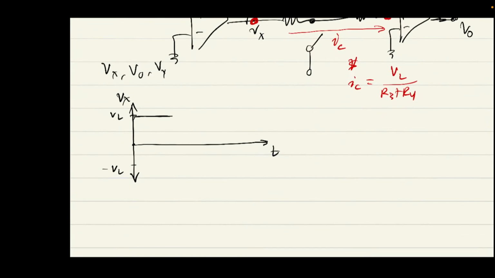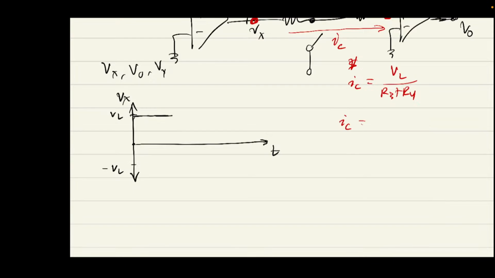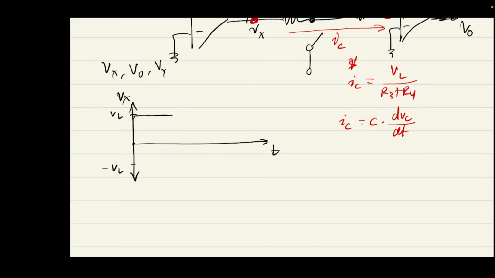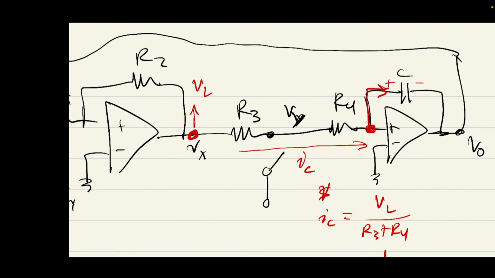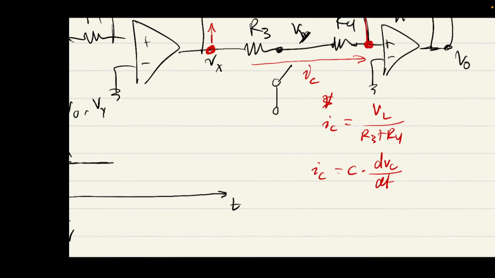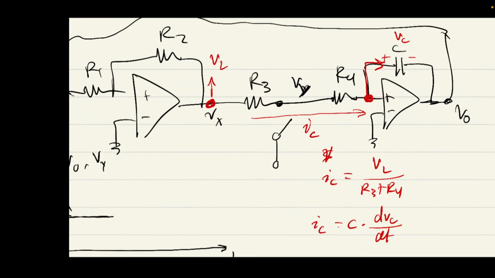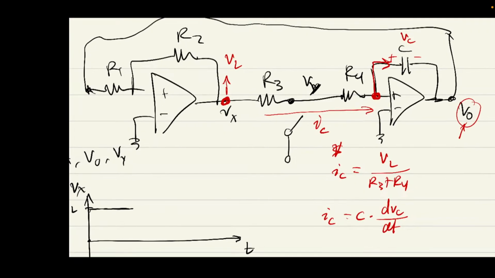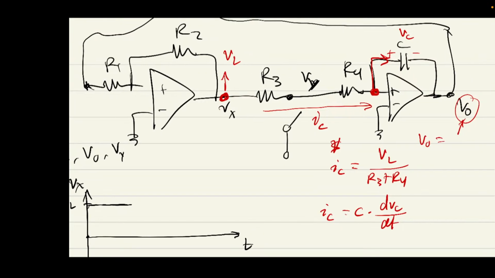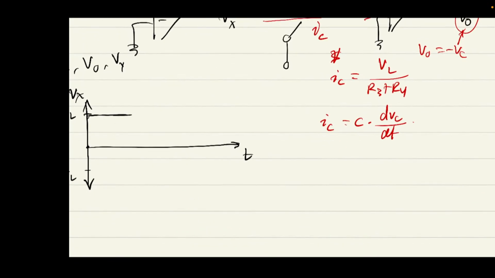Now, there's another expression for IC that we can use. IC is also the capacitance times the derivative of the voltage across the capacitor with respect to time. This is VC. Well, we actually don't care about VC. We actually care about VO, right? So what is the relationship between VO and VC? VO is minus VC. So, in other words, IC is also negative C times dVO dt, right?